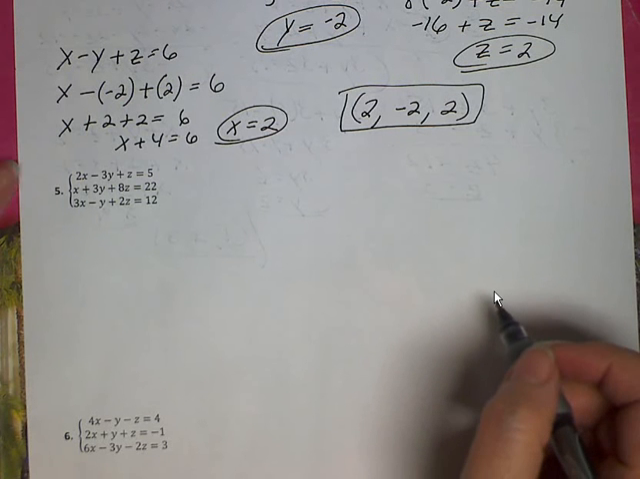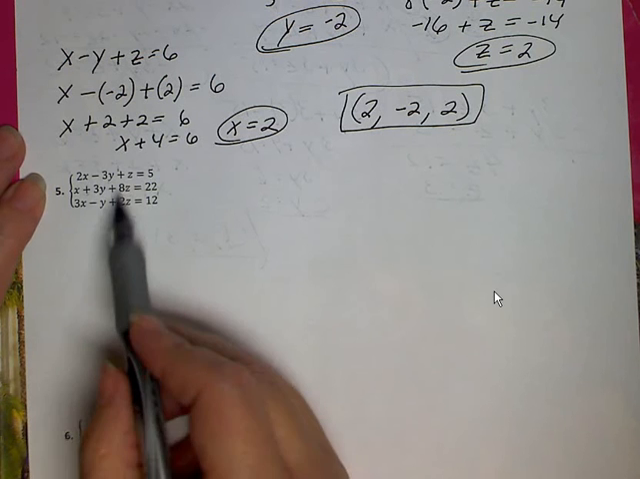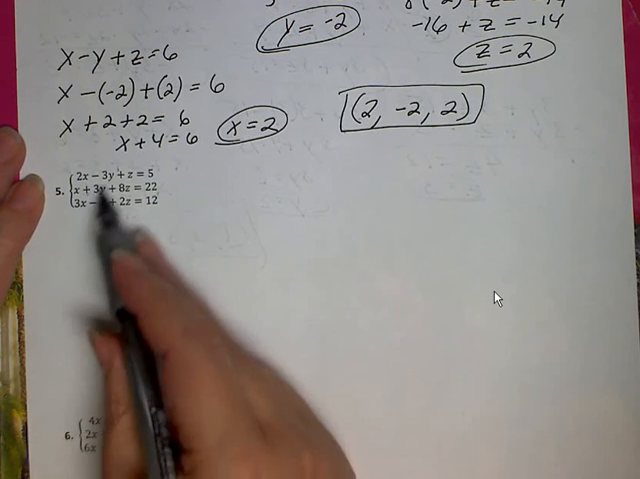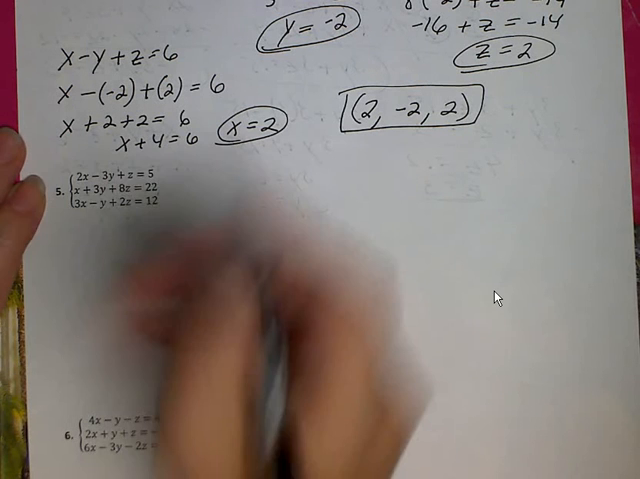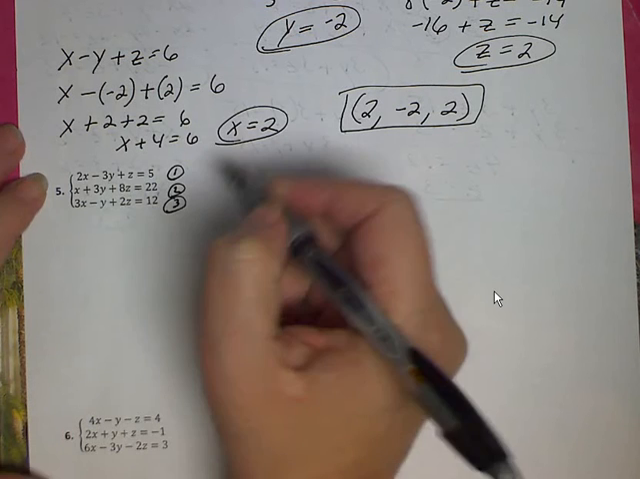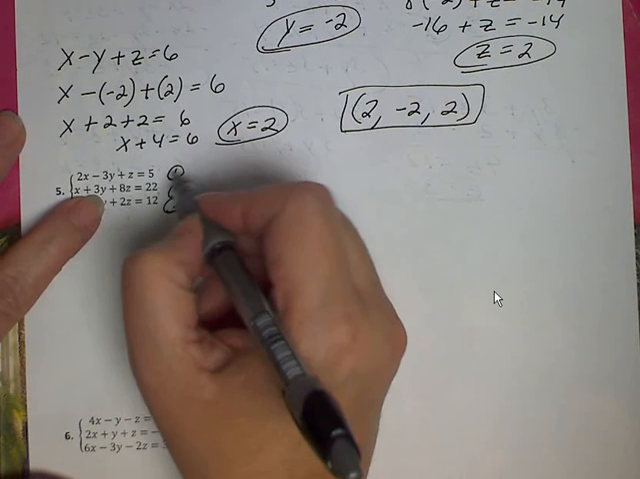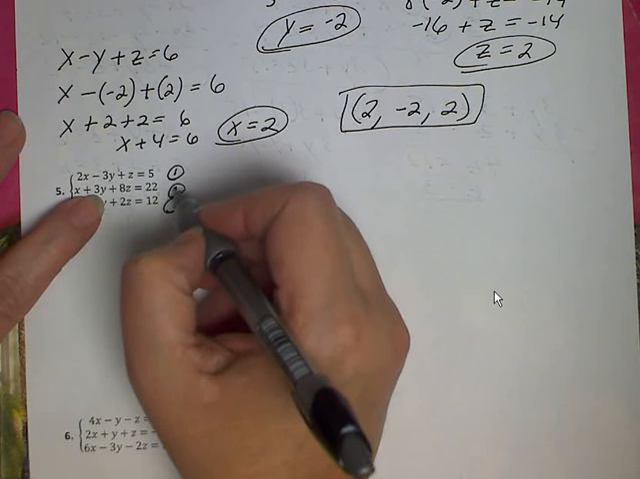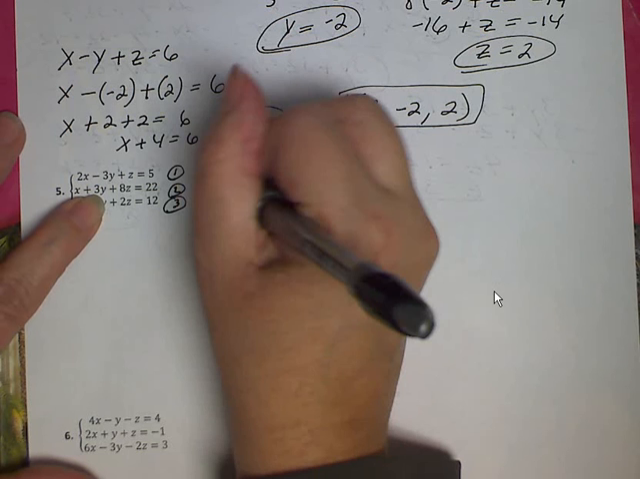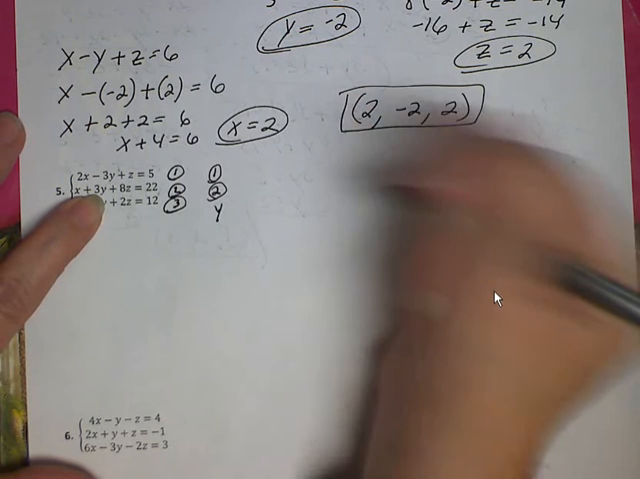Number 5. What looks to be the easiest to get rid of? I guess I'm going to get rid of my y's. So I'm going to use 1, 2, and 3. I'm going to go here and get rid of my y's using 1 and 2. So 1 and 2, and I'm going to get rid of my y's.